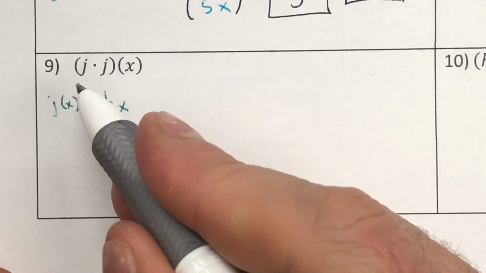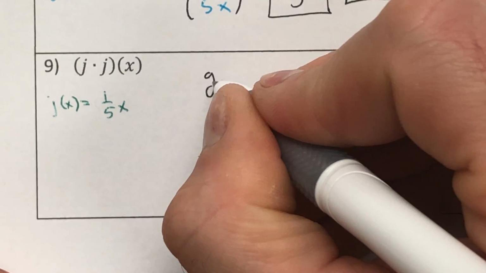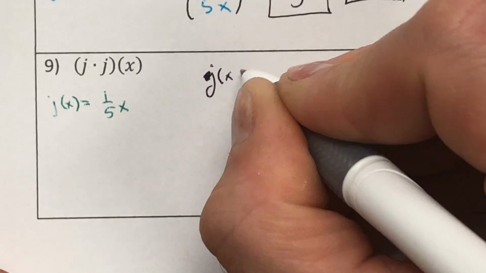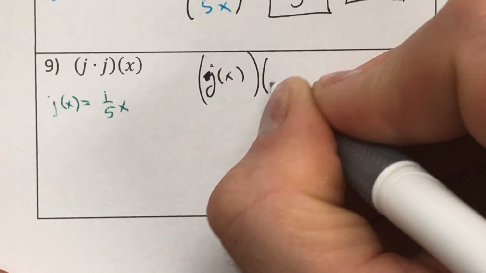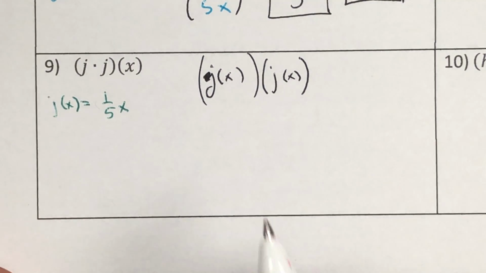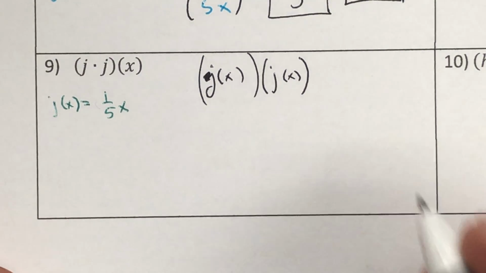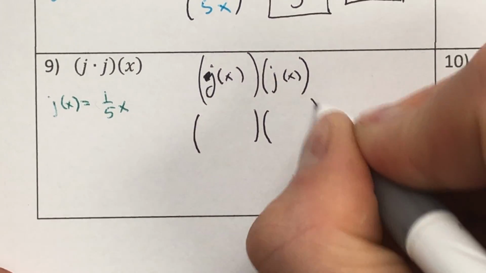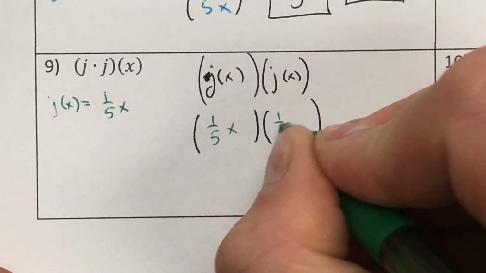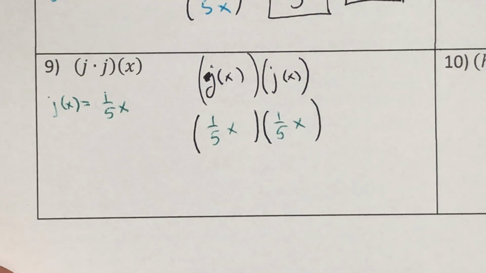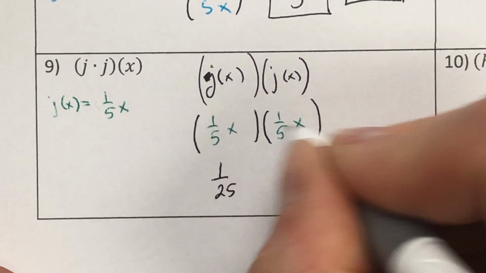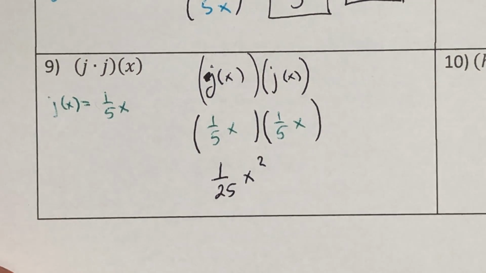So when I say j times j, quite literally I'm saying take j of x and multiply it times another j of x. I'm having a lot of problems not writing that as a g, but I'm going to take 1/5 times 1/5 of x both times. So I have a fifth of the fifth is 1/25. X times x is x squared.